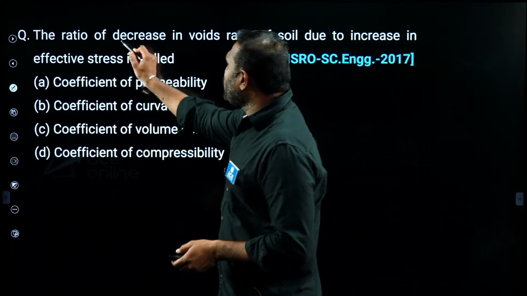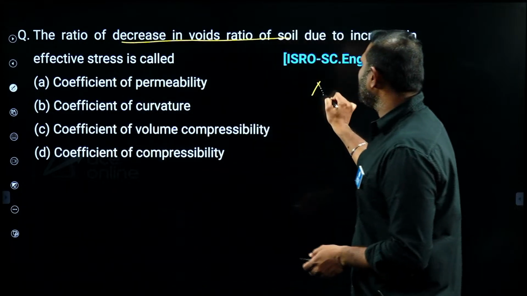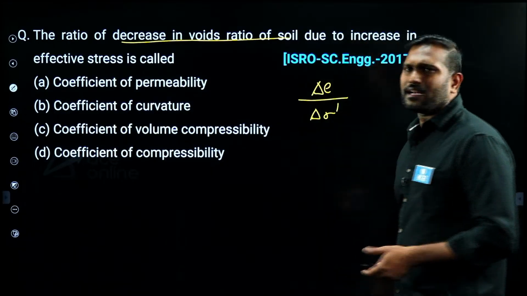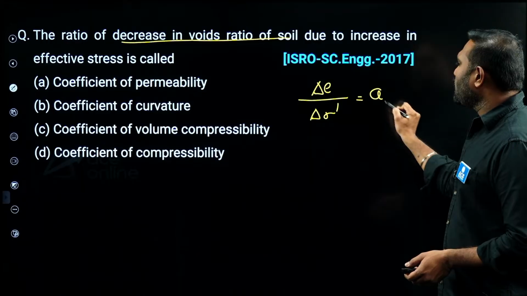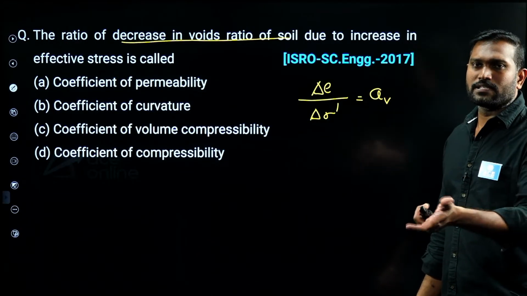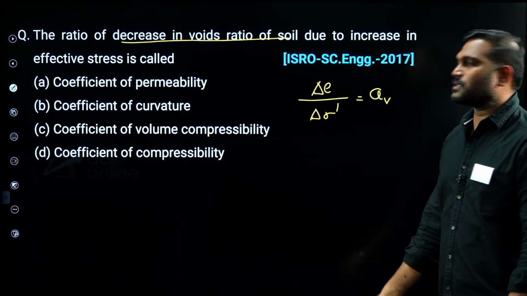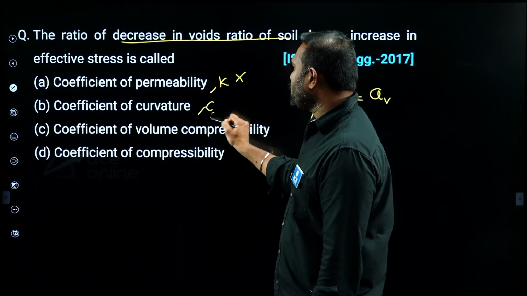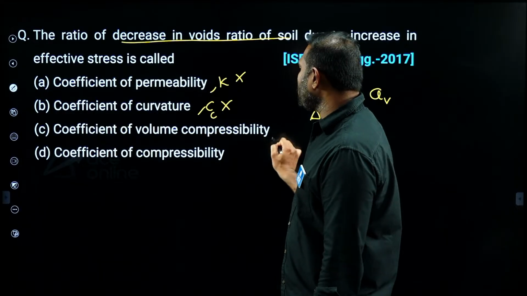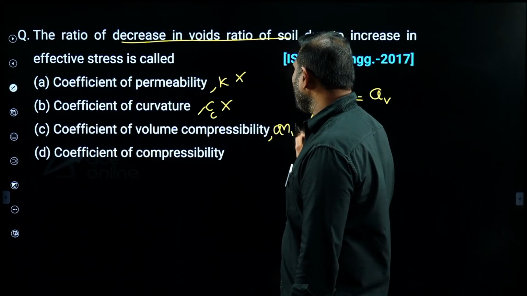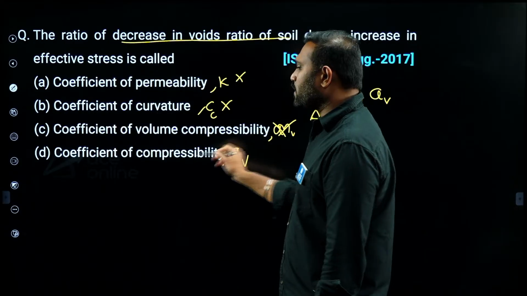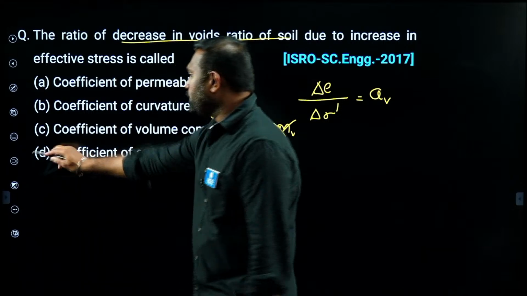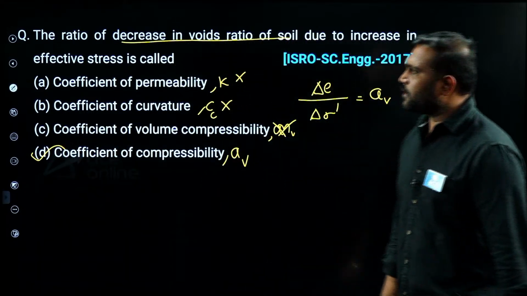Next, the ratio of decrease in the void ratio, delta E, to the increase in the effective stress, delta sigma dash, that's nothing but the slope of the normal graph, E versus sigma. That's a coefficient of compressibility. So it's not coefficient of permeability, no. Coefficient of curvature, no. Coefficient of volumetric compressibility, that is the MV, no. So what is this? Coefficient of compressibility, which is nothing but AV. That's correct answer is option D. Correct answer is option D.